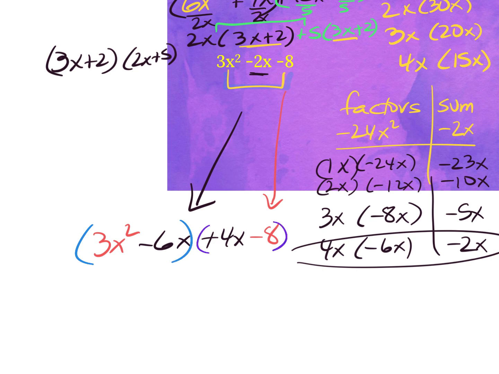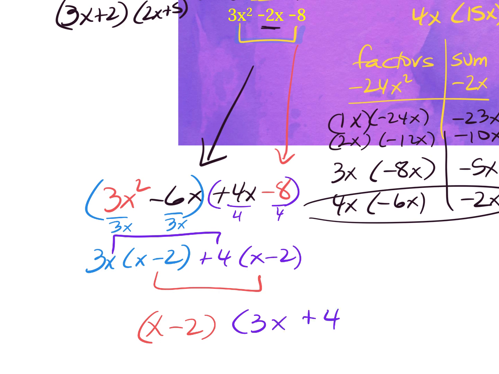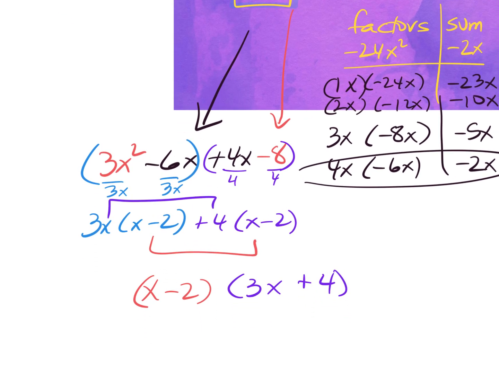And then we're going to look for a greatest common factor of the blue group. It'll be 3x. Divide, and you get x minus 2. GCF of purple will be 4. And now, notice we have the same here. So that's our first binomial. And then now take the two GCFs you just divided by, and that becomes the second binomial. And again, the order that you write them doesn't matter. And again, remember, you can FOIL to check.